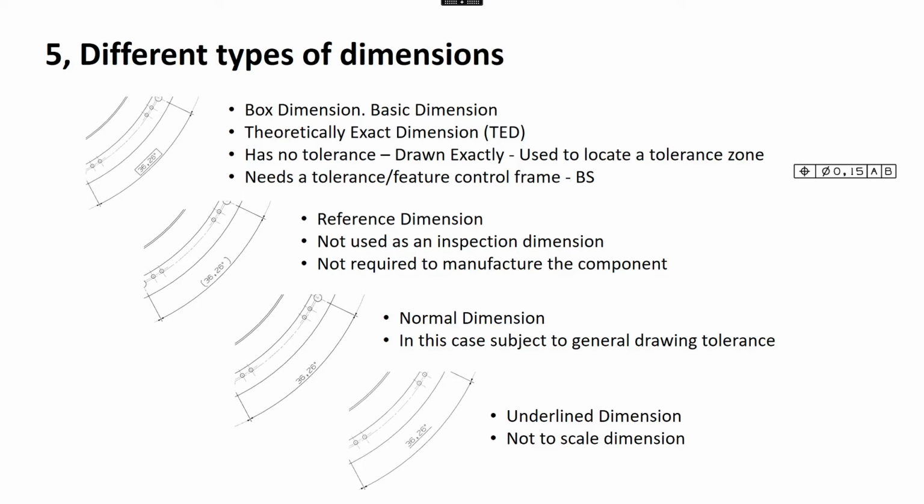Okay, the next one down is a normal dimension, usually subject to the general drawing tolerance. So that's the normal dimension you see most of the time on drawings. And then the next one down, you don't see this so much nowadays because we use CAD, and everything's usually to scale. But you see it sometimes on properly drawn drawings, done on drawing boards. So an underlined dimension just means it's not to scale. You might see it now and again, but not very often nowadays.